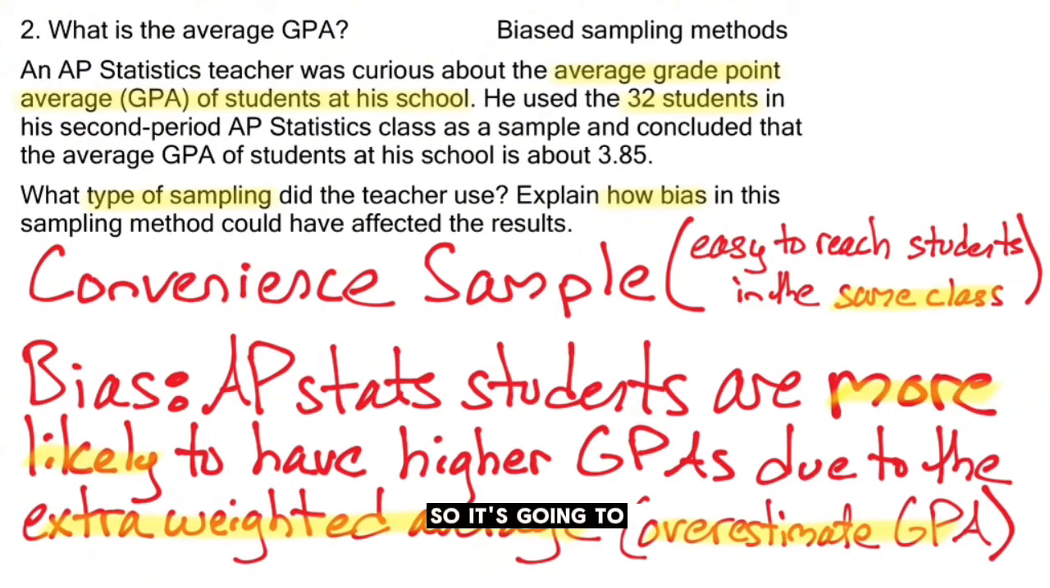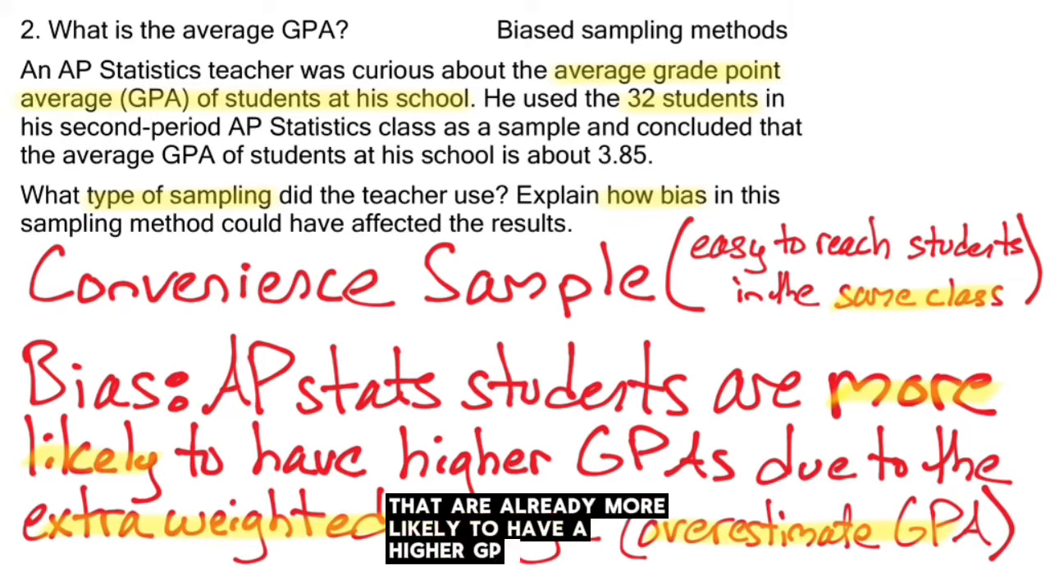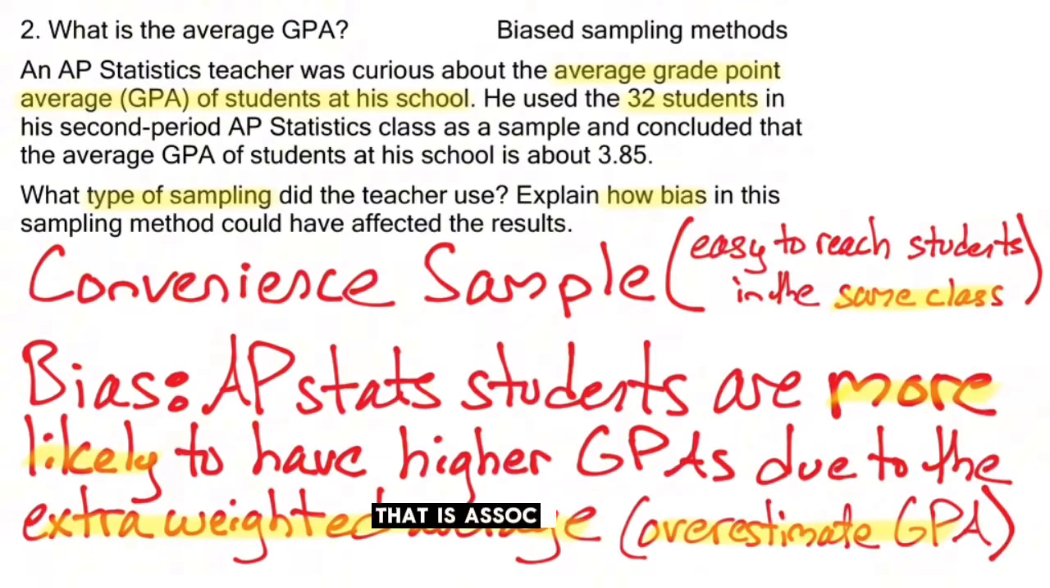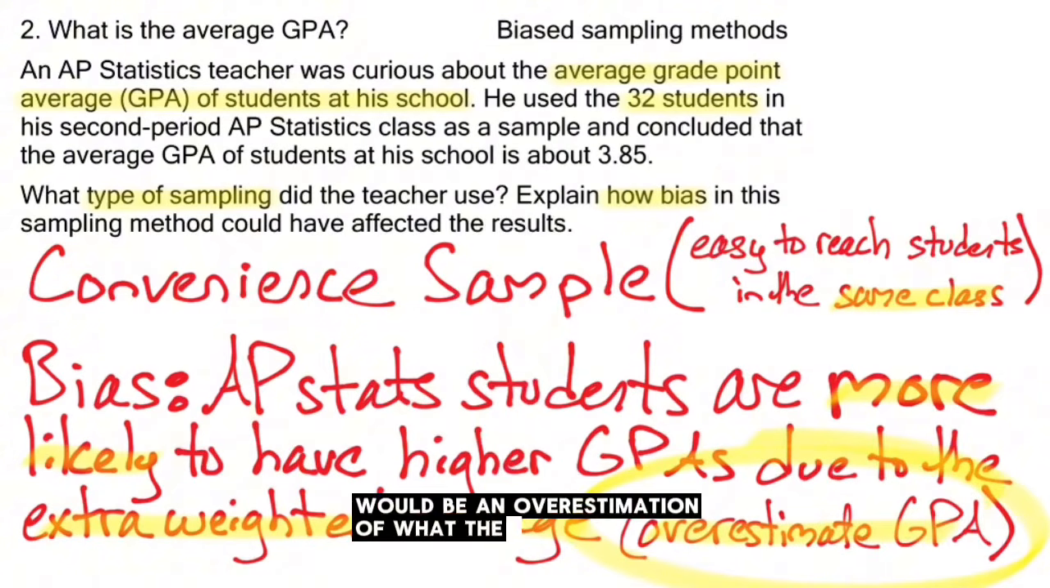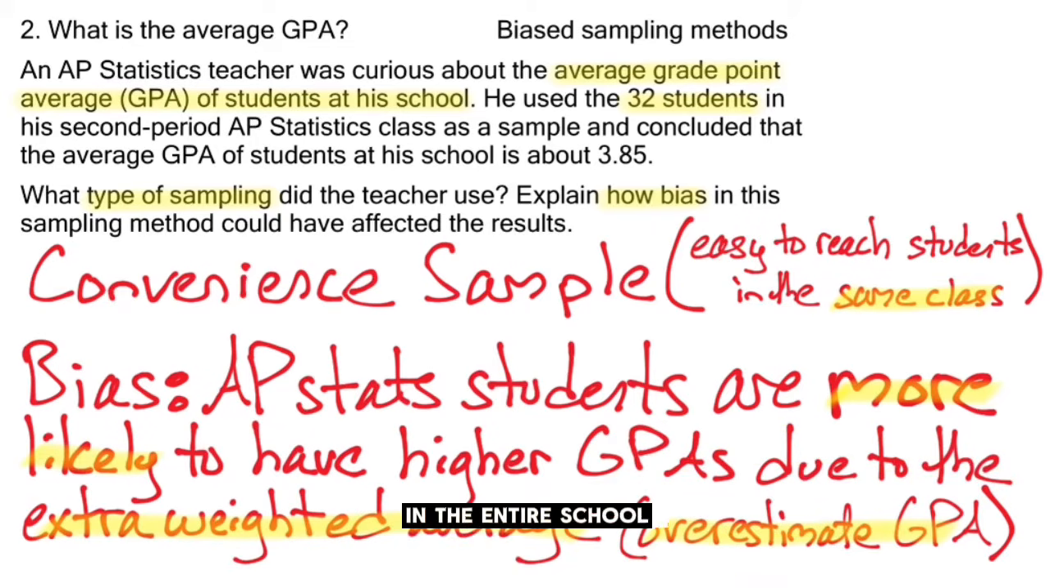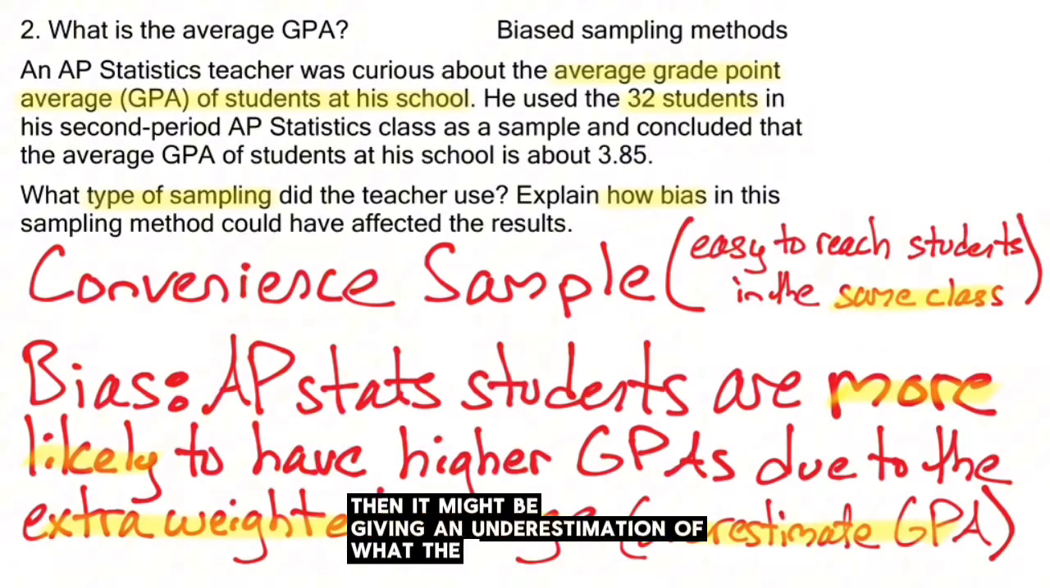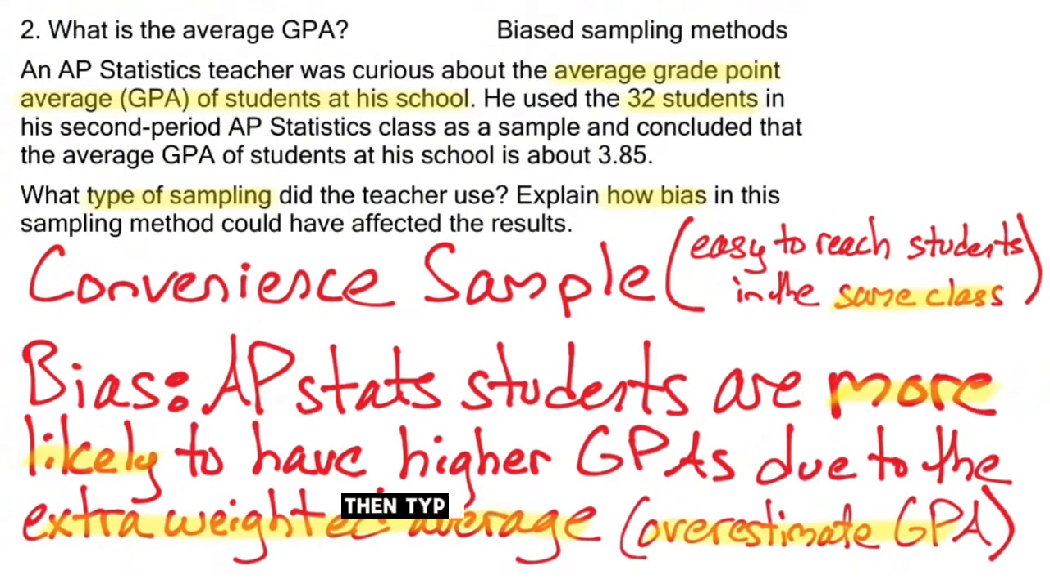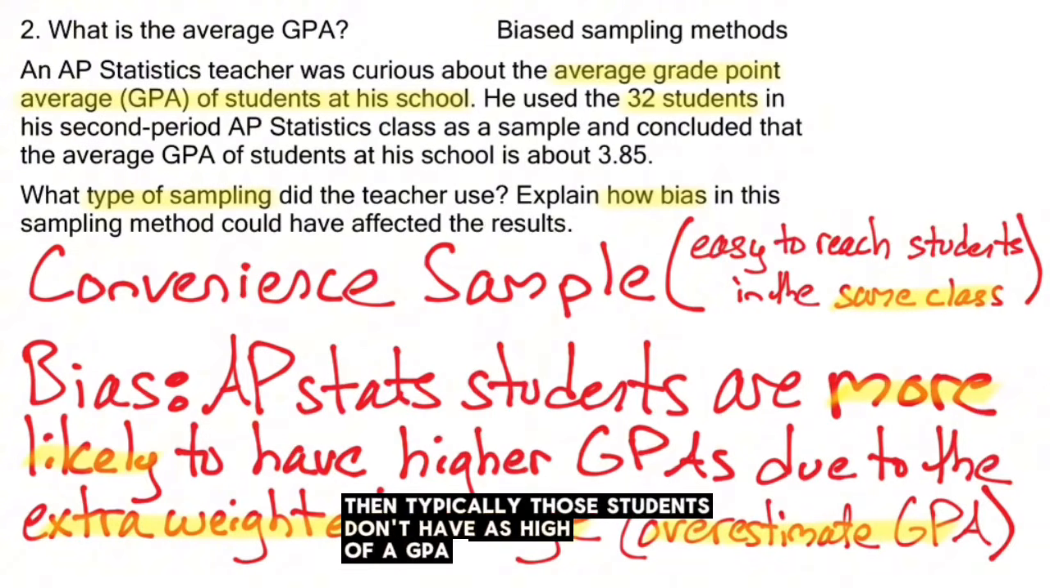So this convenient sample is going to pull a group of students that are already more likely to have a higher GPA due to the weighted average that is associated with taking an AP class or an honors level class. So the bias in this case would be an overestimation of what the overall GPA is in the entire school. And likewise, if the teacher took a sample of students who were in the lowest level math class in the entire school, then it might be giving an underestimation of what the GPA is, because if it's a lower level math class, then typically those students don't have as high of a GPA.